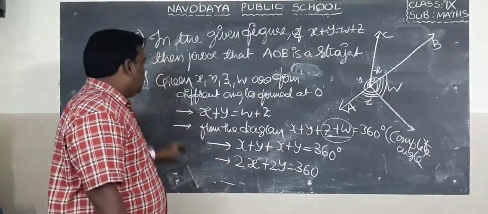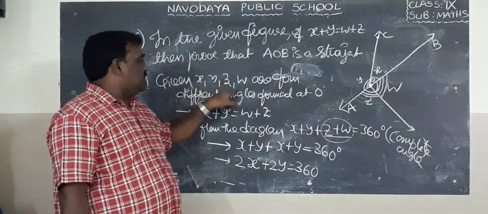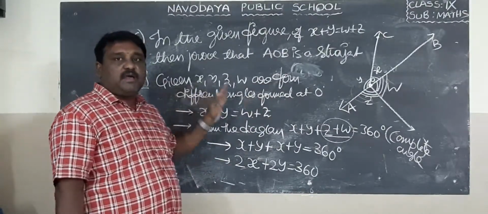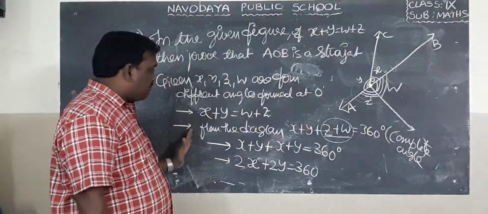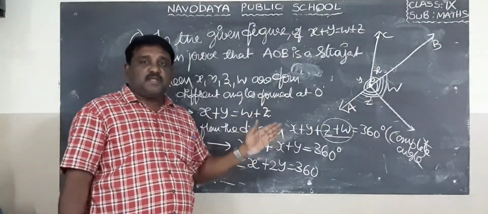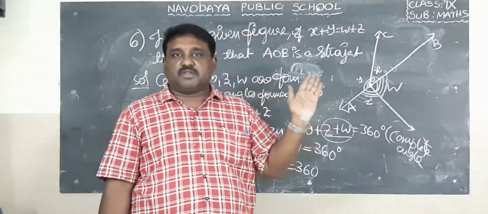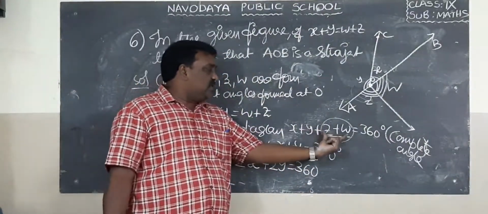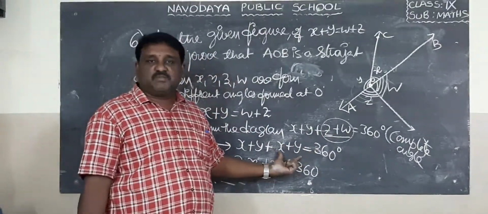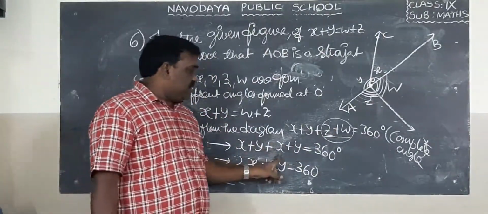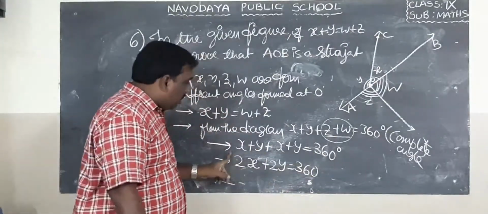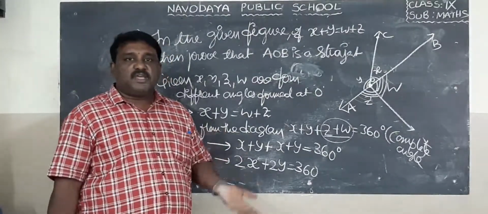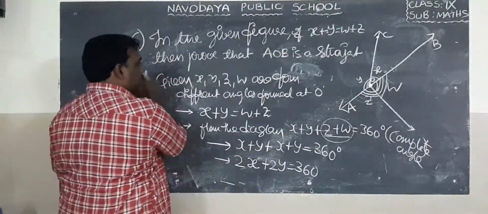So x, y, z, w are four different angles formed at O. X plus y and w plus z both are equal. From the diagram, x plus y plus z plus w equal to 360. Reason: complete angle. Now I am replacing z plus w with x plus y. X plus y plus x plus y equal to 360. 2 x's are there, plus 2 y's are there, equal to 360.